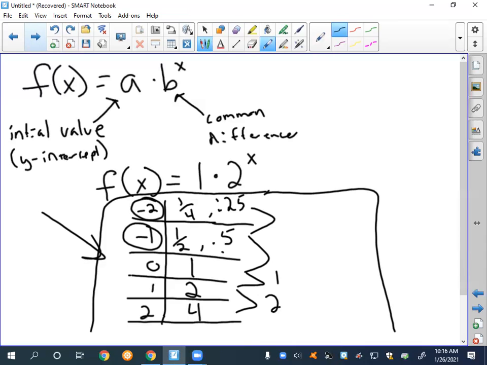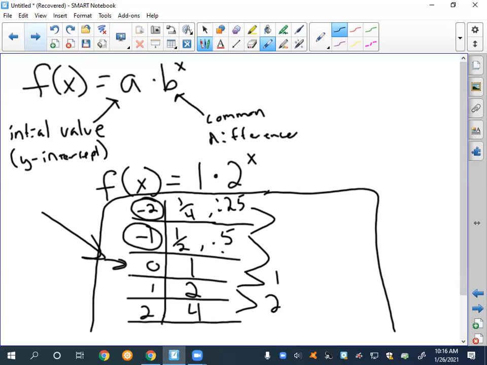It's doubling, right? Getting 2 times bigger. Like it starts at 1. Let's say we look at 0 here. It starts at 1, and then it gets twice as big. 2 times bigger than 1 is 2. 2 times bigger than 2 is what? 4. Hence, the common difference.